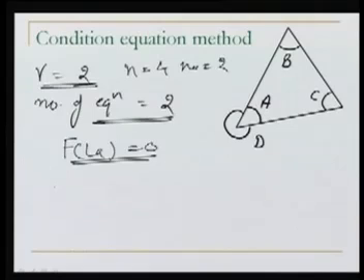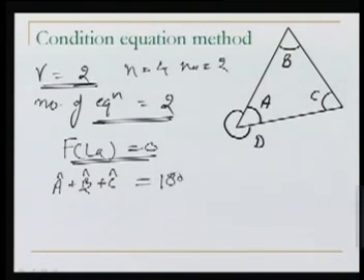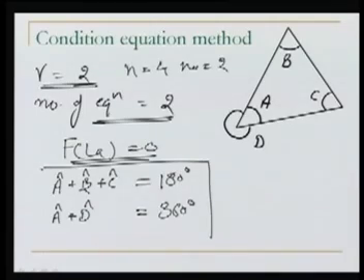Well, first one, A hat plus B hat plus C hat. These are the adjusted observations of these 3 angles. It should be 180 degrees. And the second one we can write as A hat plus D hat is 360 degrees. So these are the 2 basic conditions. We cannot write any other independent conditions in this case.